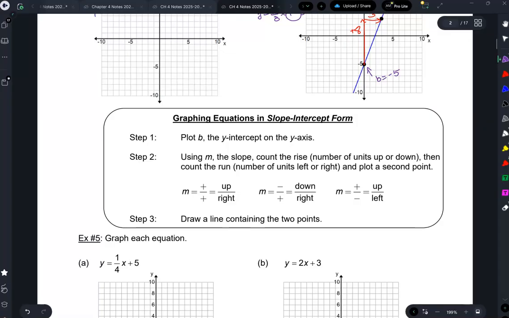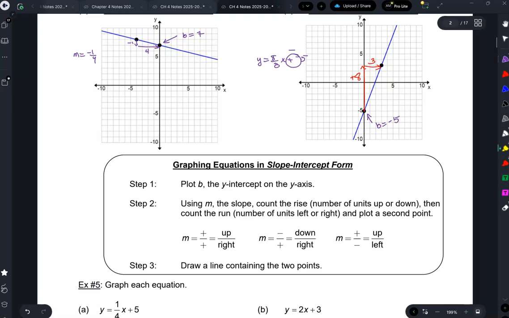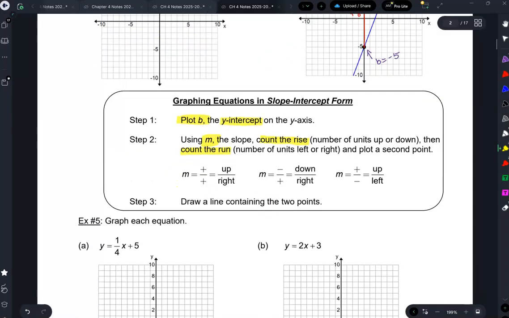Okay, so now, how do we graph? Now we're going to go backwards, right? Now I'm going to give you this, and you're going to write this, and you're going to draw the graph. To do this, same as before, first we do the B. So first, plot B. That's the y-intercept. Okay? Then, using M, you have to count the rise, and then you have to count the run. So remember, if it's positive, it goes up.